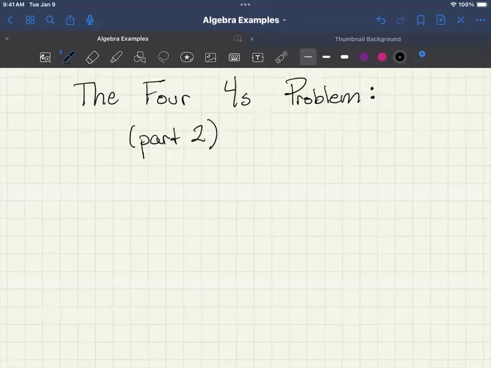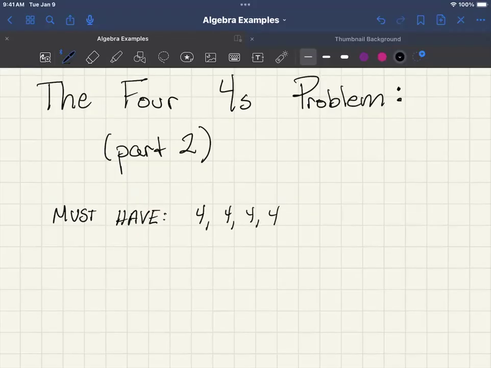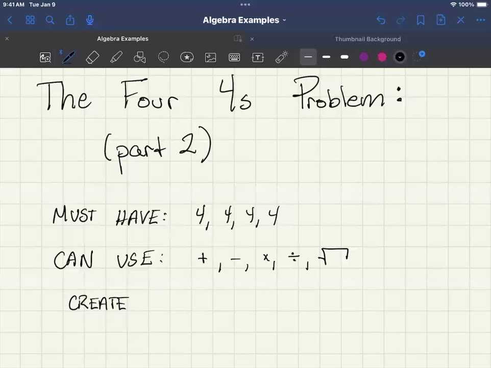In this 4 fours problem, we're going to use 4 copies of the number 4, and we can use, but we don't have to use, the operations addition, subtraction, multiplication, division, and square root. And we're going to create the numbers 1 through 12.